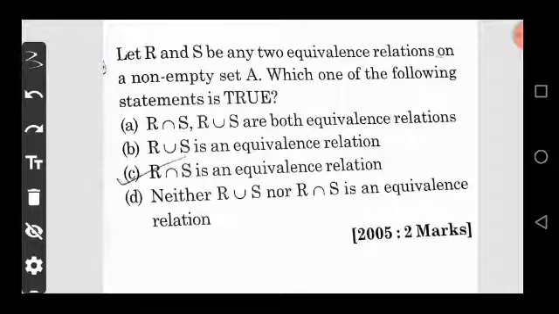Which one of the following statements is true? Option A: R intersection S and R union S are both equivalence relations. Option B: R union S is an equivalence relation. Option C: R intersection S is an equivalence relation. Option D: neither R union S nor R intersection S is an equivalence relation. Now let's move to the solution of this question.